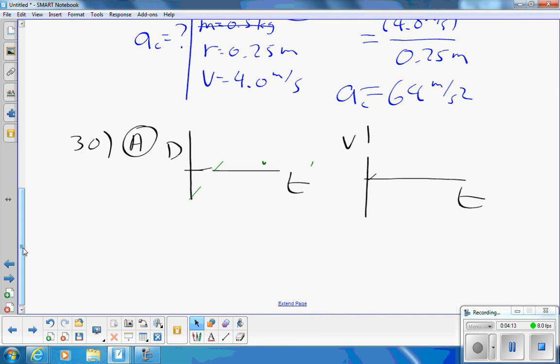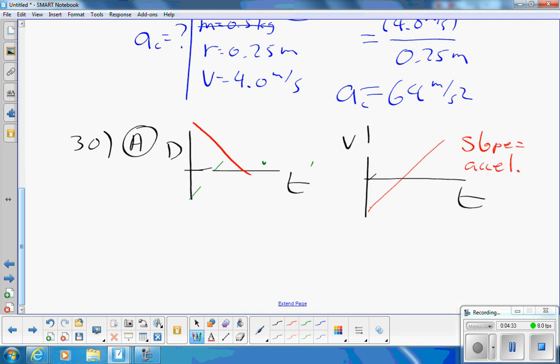Trying to review some concepts in here. Choice C. Okay, here they show a constant negative velocity. The correct response for that would be a constant negative velocity, but they don't draw that. They draw something at an angle here, which shows me that it's accelerating. Remember, the slope of this graph is equal to acceleration, and that thing has a constant positive slope, so that's constant positive acceleration. Incorrect.